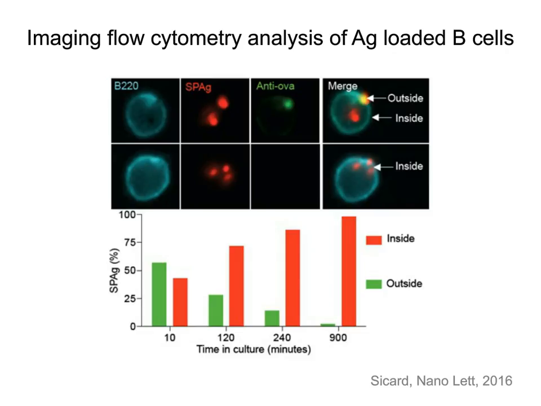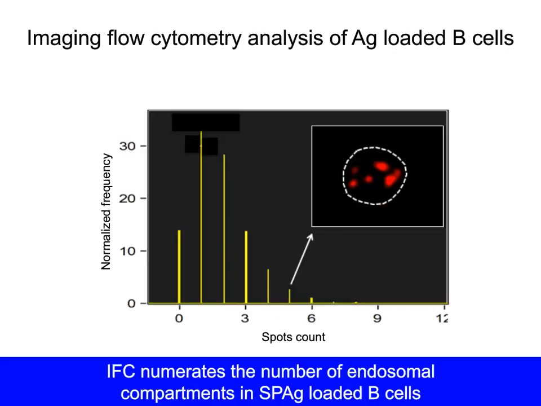Imaging flow cytometry is very good at enumerating the number of red spots you have inside the B cells, and all these spots correspond to endosomal compartments. And you can see on this particular cell over here, which has 5 different spots, that they have not the same size and not the same fluorescence, suggesting that these different endosomal compartments contain a different amount of SPAG.